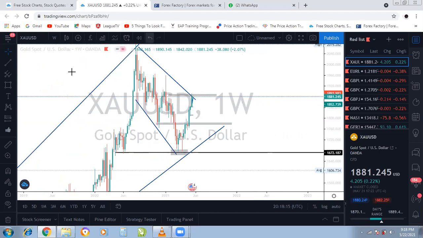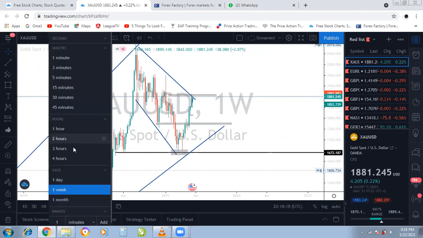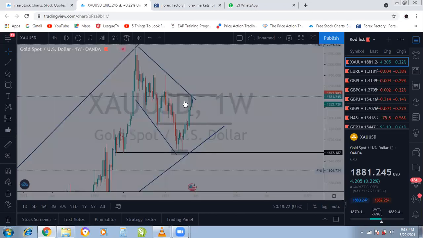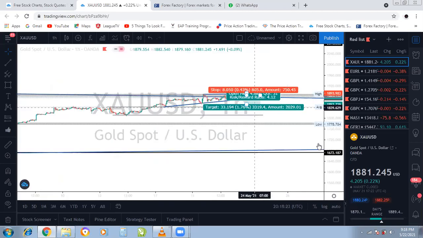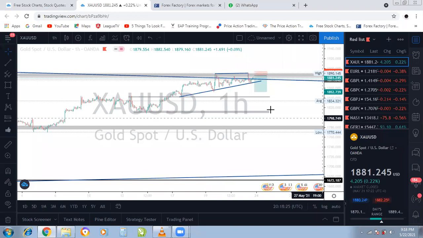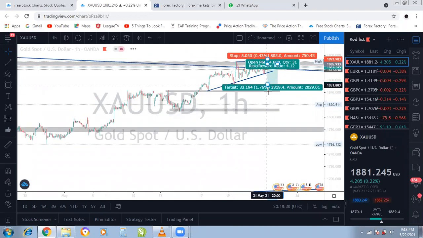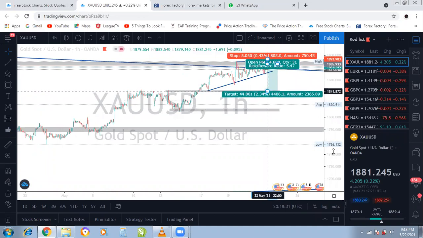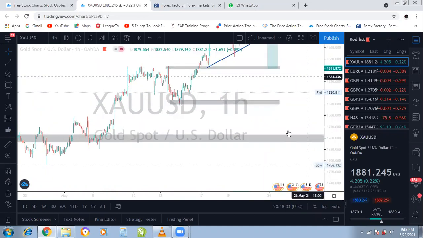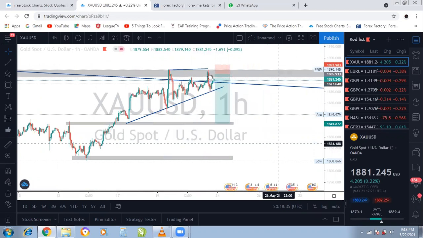So now on gold, we want to sell. Why? Because gold is currently testing our resistance, both the diagonal and the horizontal. So we want to scalp the sell before we now continue the uptrend movement. Okay, so now this is good.